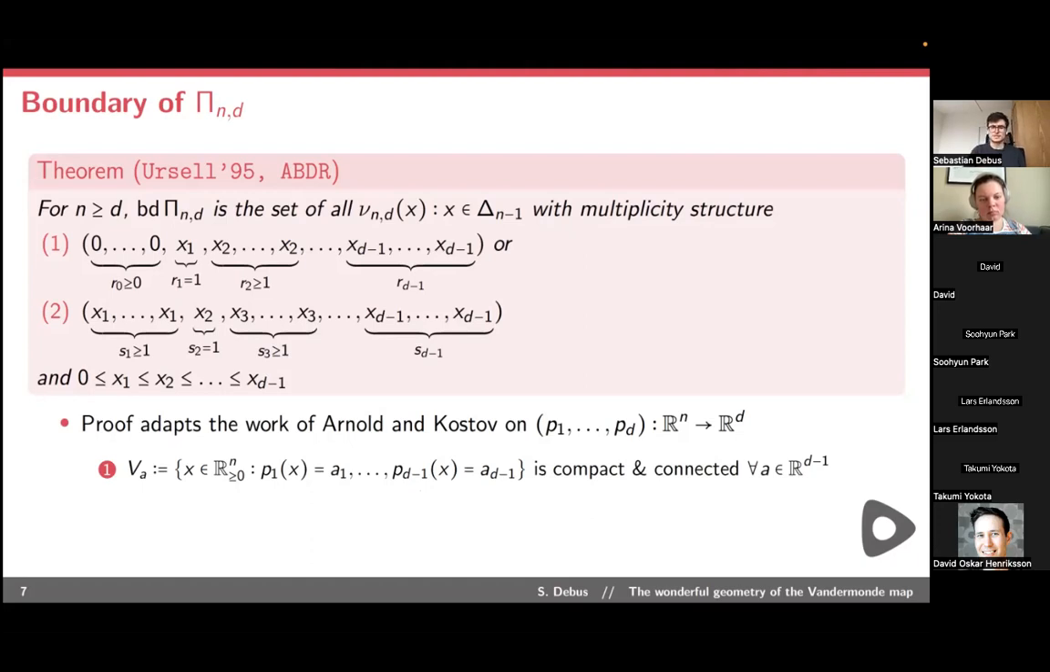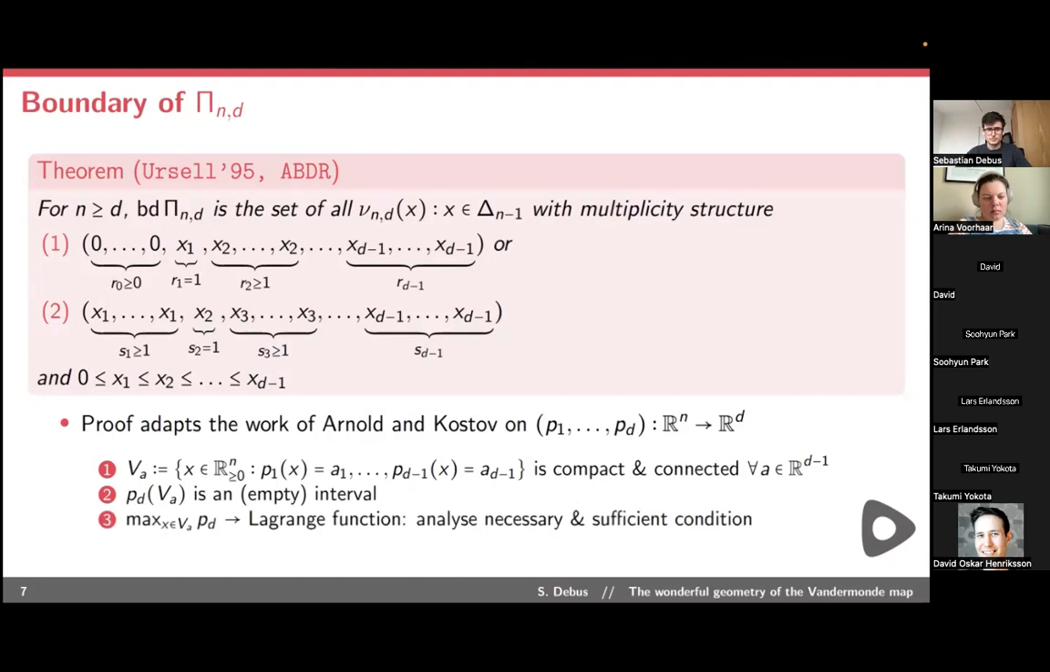And when we want to understand now the boundary, we have to understand the image of the last power sum on such a fiber. And it turns out that this image is either empty or it's an interval. And when it's an interval, then we have to understand the minimum and the maximum of p_d on this fiber. And then the boundary consists of all of those minima and maxima. And to do so, we have an analytic approach, which is also the approach by Arnold and Kostov. So there's not that much new in this.